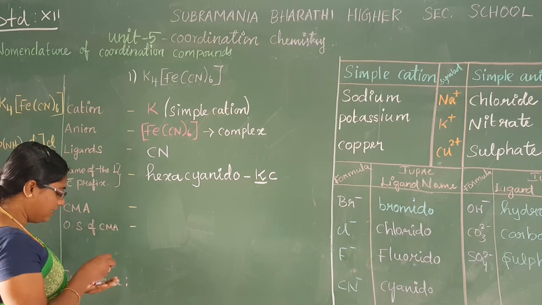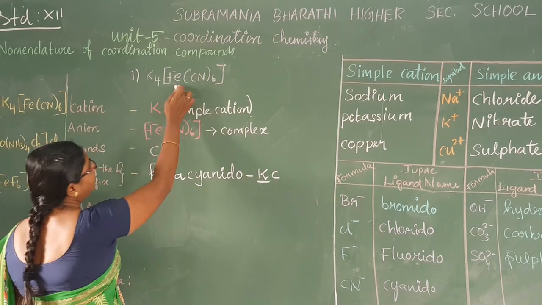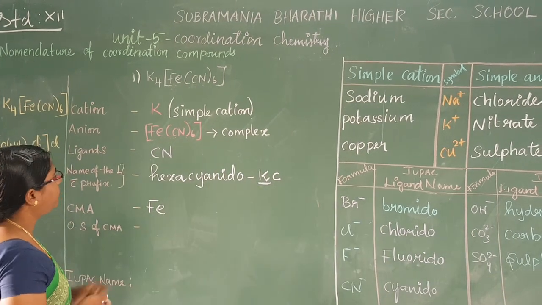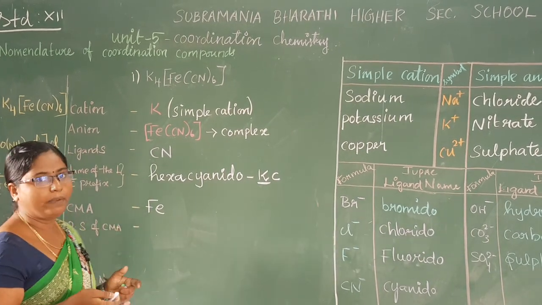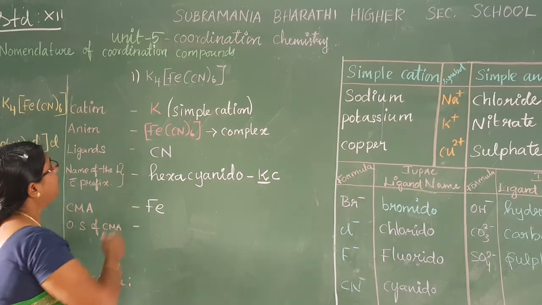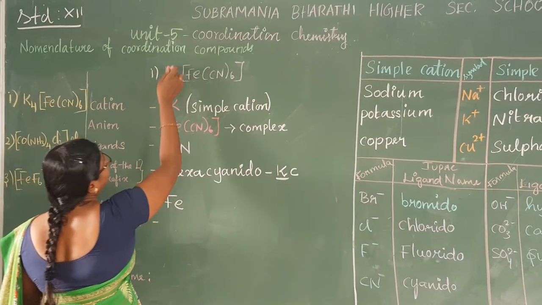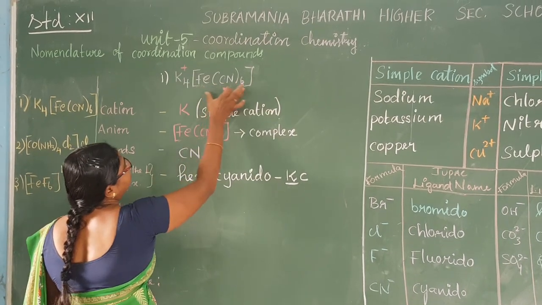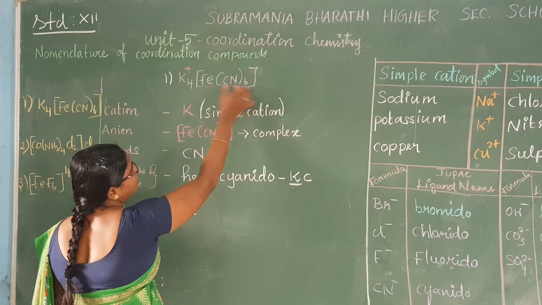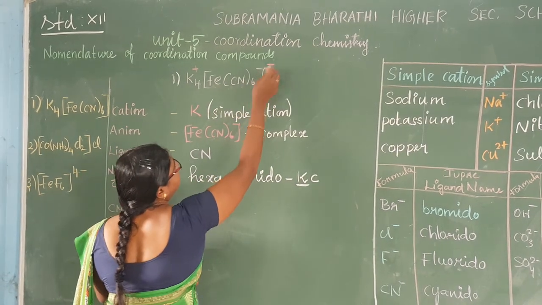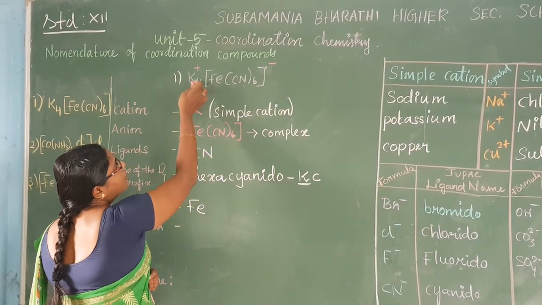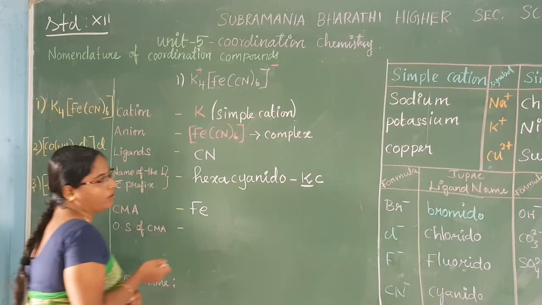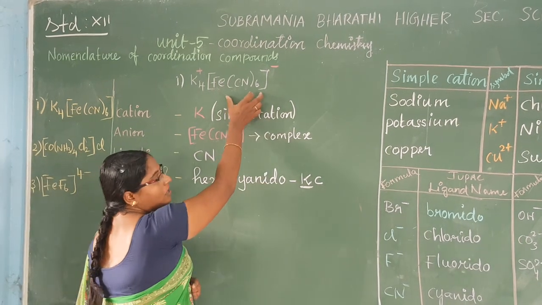Then I have to write the central metal atom. What is the central metal atom? Fe. So how to name the central metal atom? I have to see whether it is a cationic complex or anionic complex. You see the complex here. So potassium, it is a simple cation. If it is plus means the overall coordination entity is said to be minus. It is having 4 ions, so 4 plus. So definitely this complex contains 4 minus ion. Okay, so it is an anionic complex.